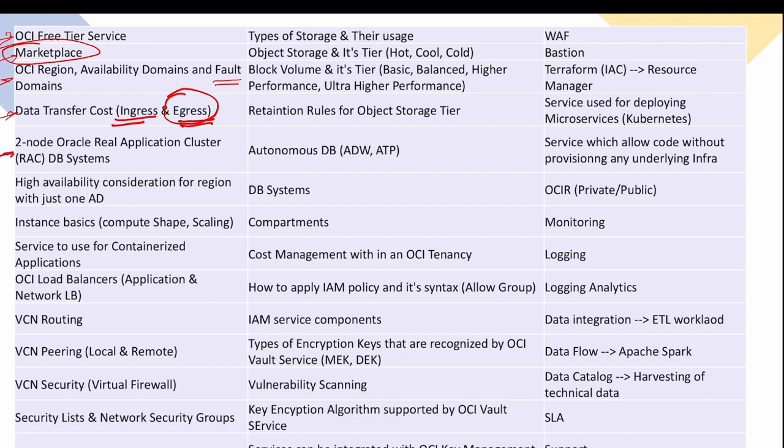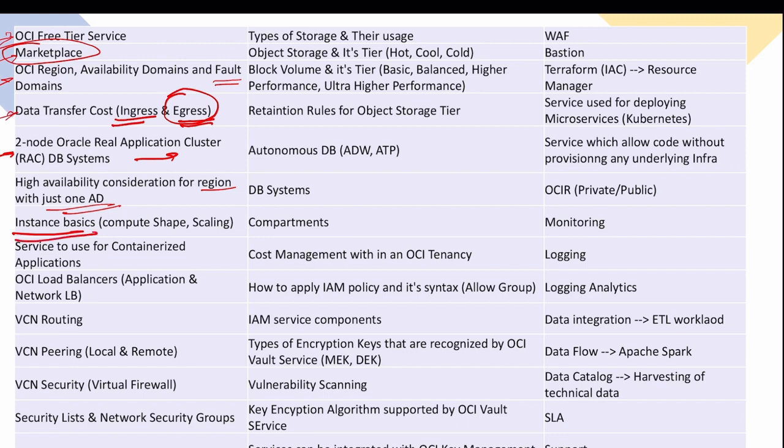Then there is a question related to the 2-node Oracle Real Application Cluster DB system, which is used for fault tolerance, so our DB is safe if there is any outage. So we use this feature for that. Then high availability consideration for a region with just one AD. When we have only one AD within the region, we can still provide fault tolerance, or we can say high availability, by configuring the application within different fault domains.